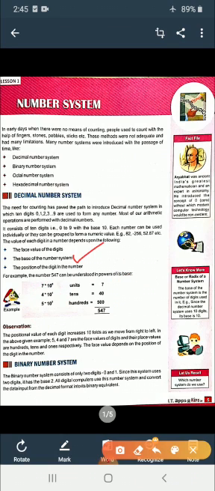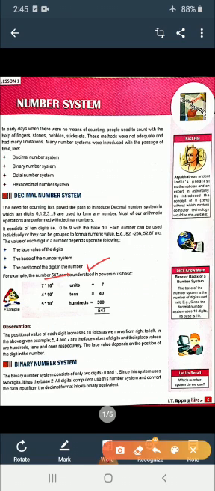The third one is the position of the digit. In 547, the position of 7 is the ones place. The next one, 4, is in the tens place, whereas 5 is in the hundreds place. This is about the decimal number system.